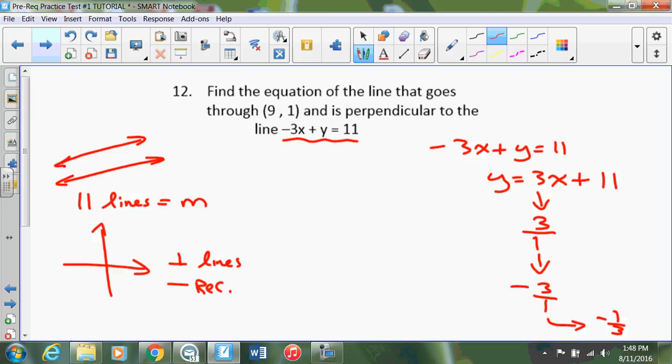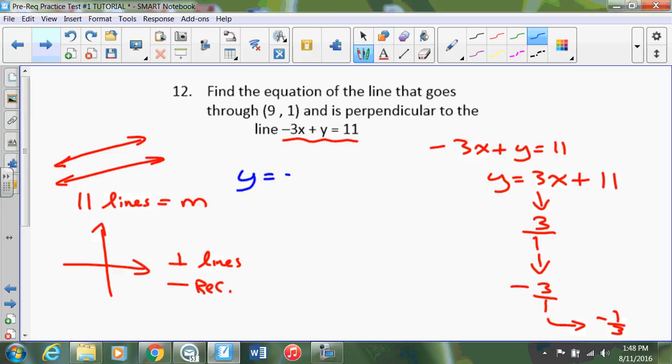So once again, when you see this problem, you're going to want to isolate y so you can get the slope-intercept form, figure out that the slope is 3, and then do the little transformation to find what the slope of a line perpendicular to that would be. You take it, you change it into a fraction, you take the negative of it, and you flip it, and that's your new slope. So now we've got the new slope of the new line.